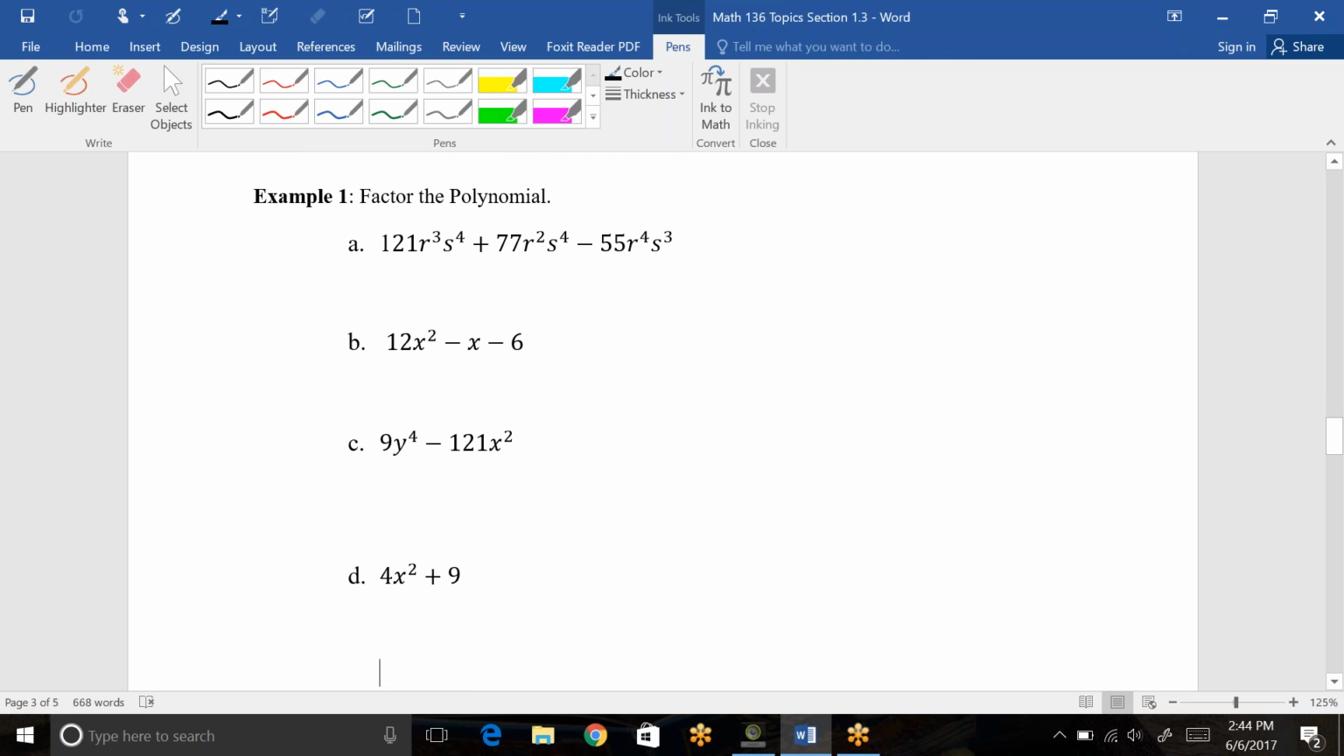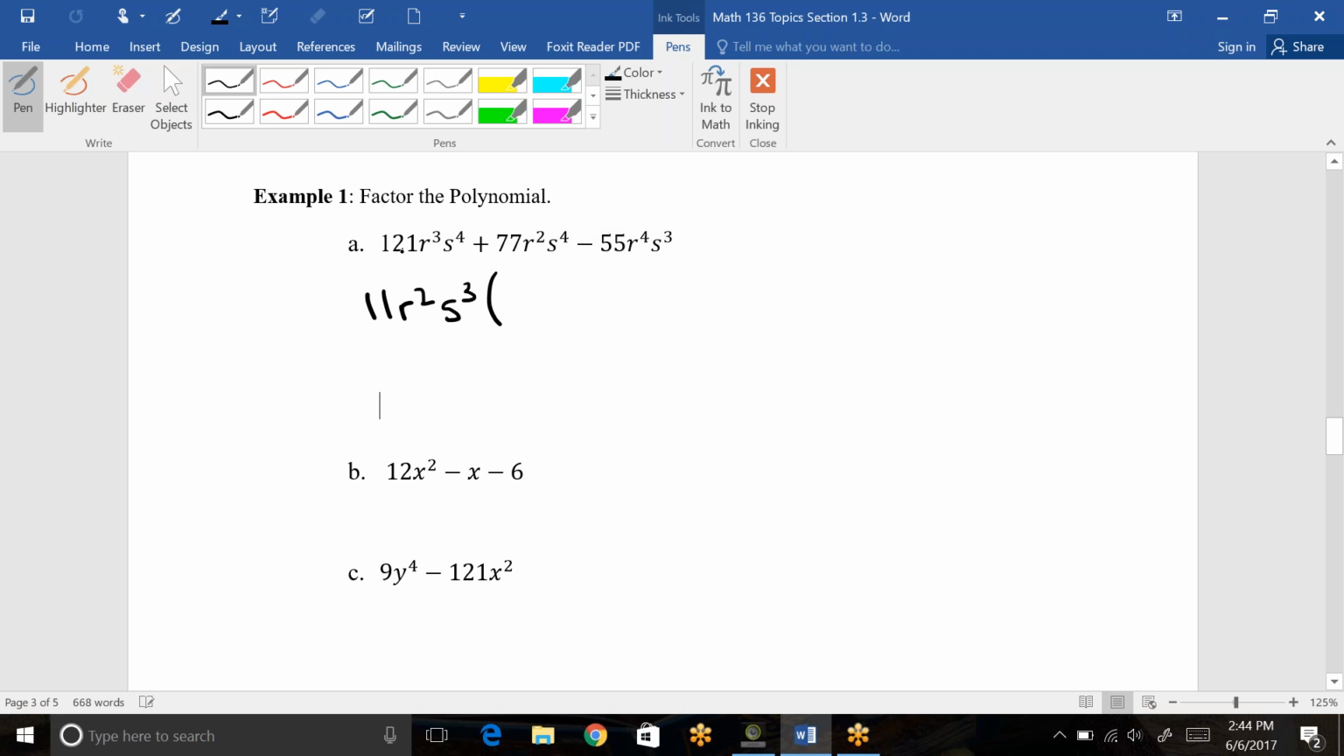So for example 1, and this is the only example we have, I just did a lot of variations. We have a couple different problems we want to factor. So look at this first one. Always try GCF first. It looks like there's some things that could be pulled out. These numbers are all divisible by 11. We have at least 2 R's in every single term. And we have at least 3 S's in every single term.